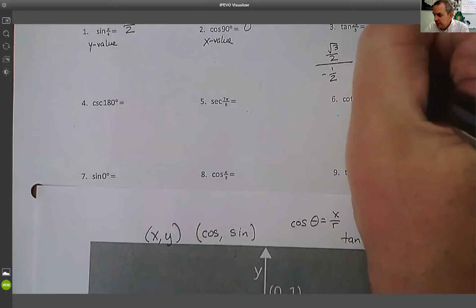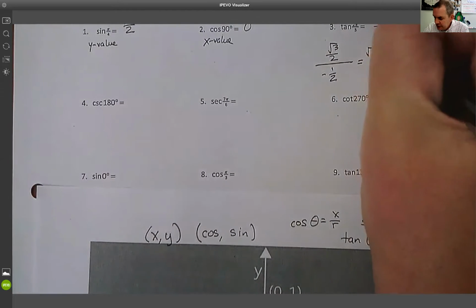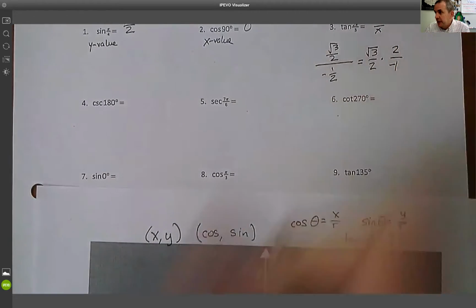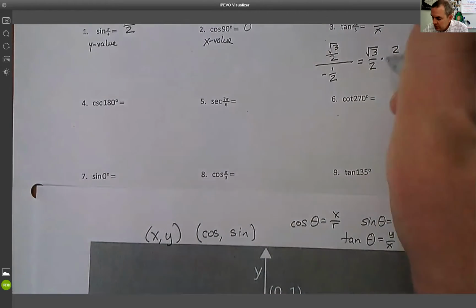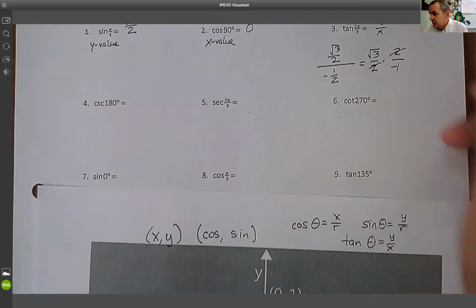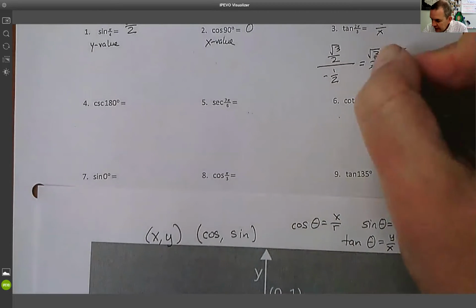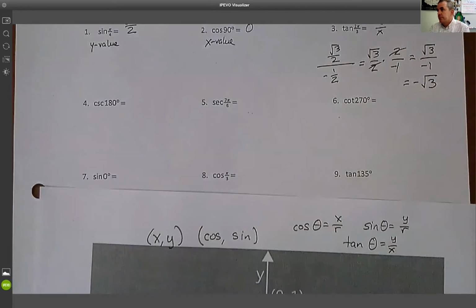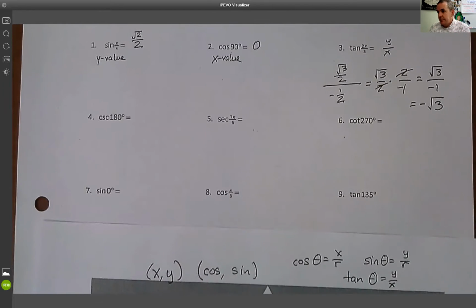And the way we simplify dividing by fractions is the numerator stays the same. We multiply by the reciprocal of the denominator. So we go ahead and flip that over. It becomes 2 over negative 1. The 2's cancel. And we're left with root 3 over negative 1, or you may see that listed as negative root 3. So that's kind of what we did last time.